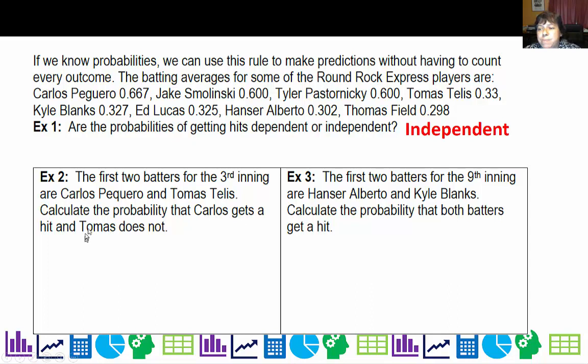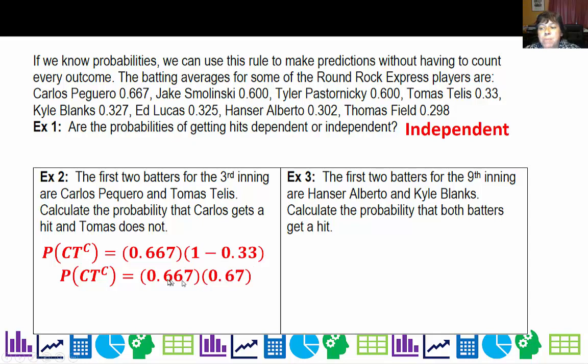So the probability would be the probability of Carlos getting a hit times the probability of Thomas not getting a hit. So the probability of Carlos getting a hit is 0.667. I have the little complement here because I'm doing Thomas not getting a hit. Now I'm using the 1 minus 0.33. Go ahead and subtract that and multiply these two out, and I get 0.440, or 44%. So that's actually pretty high.